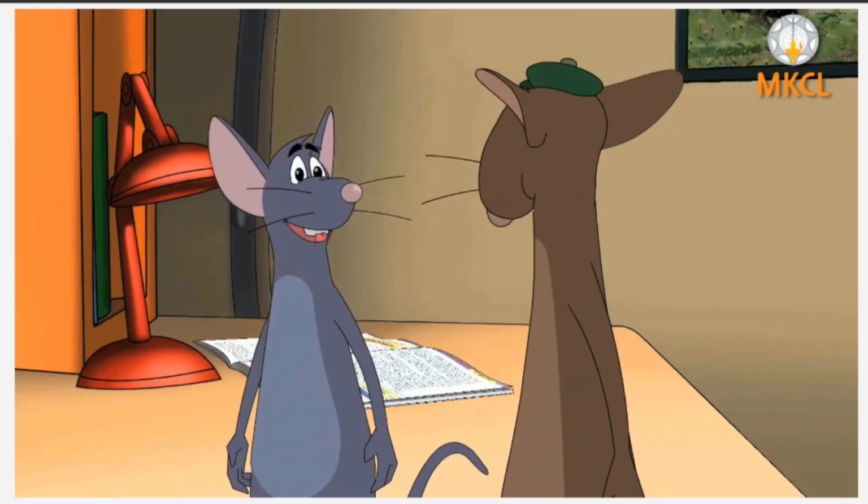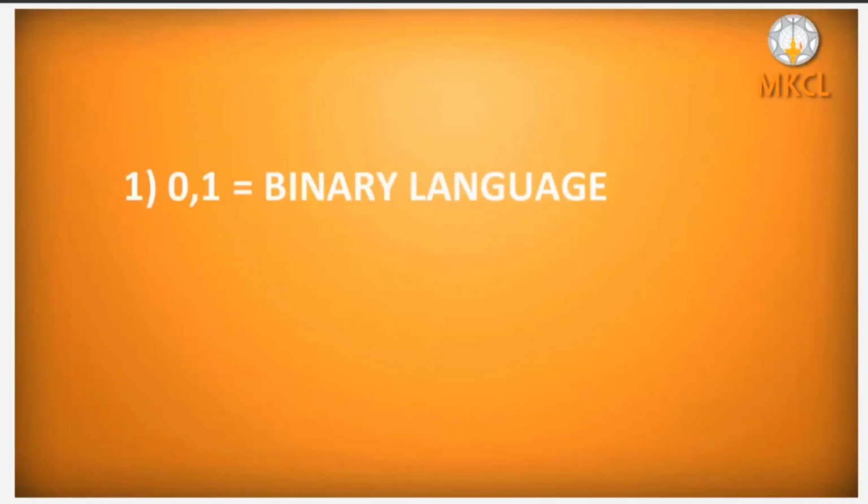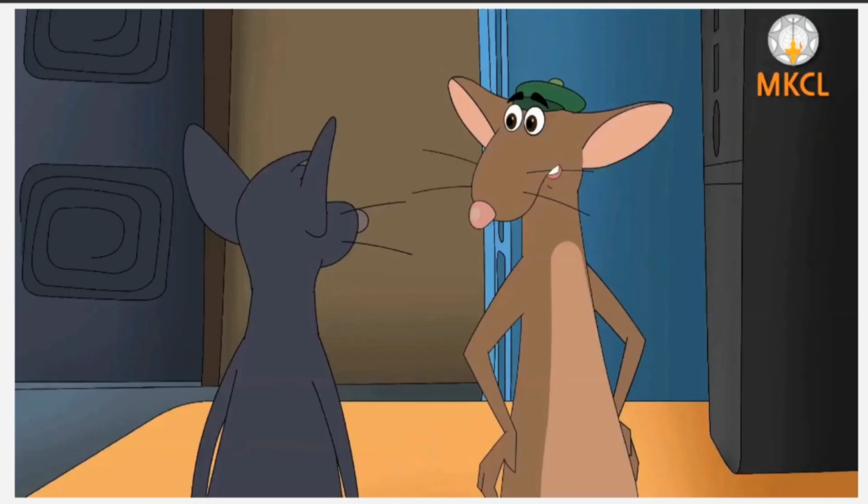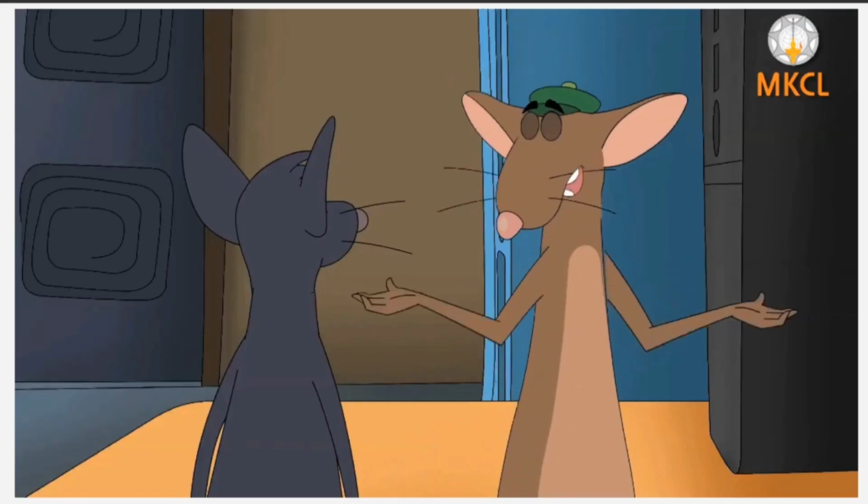Now I'm starting to understand the theory. Go on. So the 0 and 1 language is called binary, and each 0 or 1 is called a bit, which is a short form for binary digit. This is the smallest unit of data for the binary system.